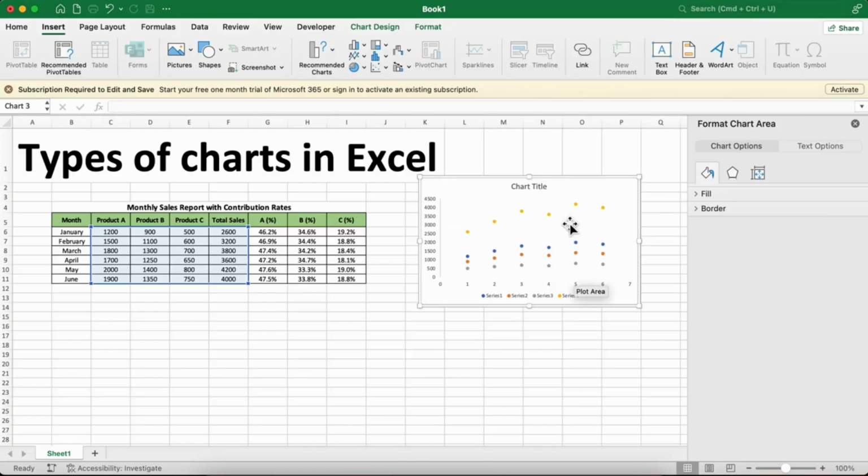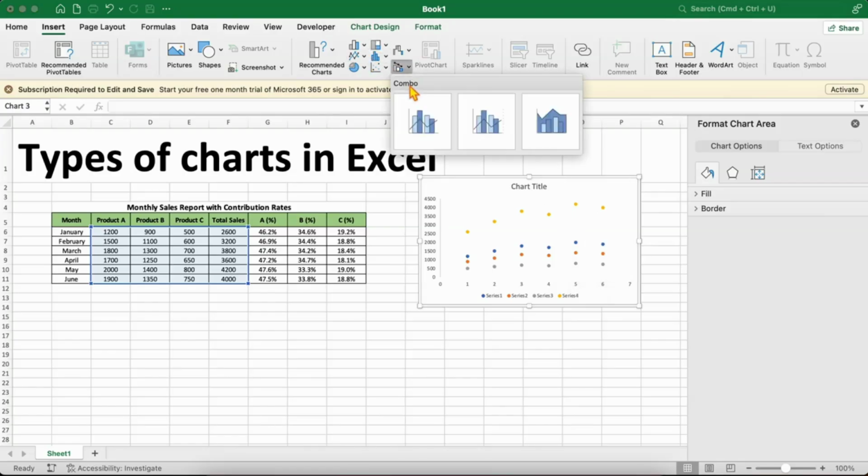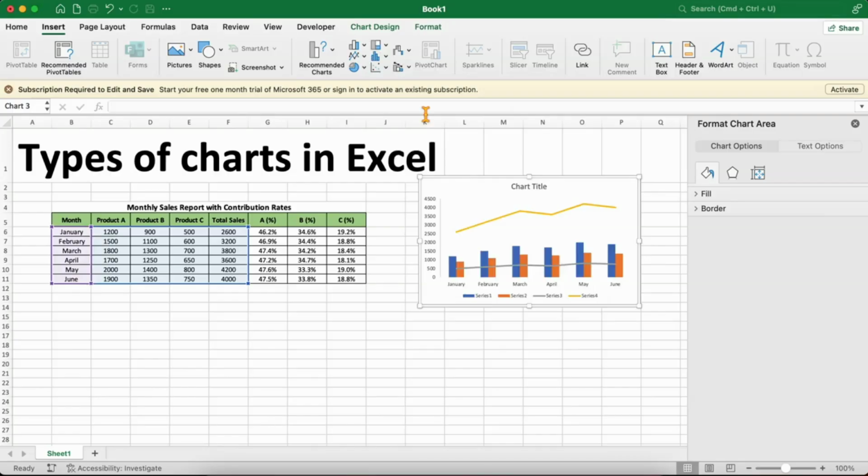Lastly, the scatter chart is used to analyze relationships between two sets of numerical data. It helps identify correlations or patterns between variables, making it a valuable tool for more advanced data analysis.